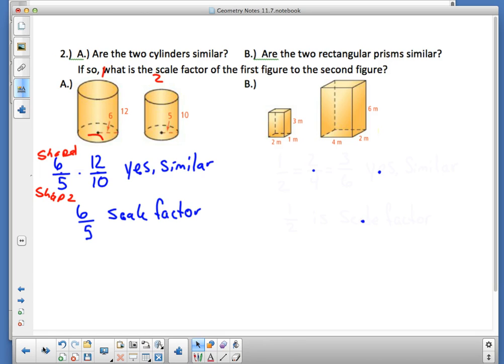First shape to second shape, or second shape to first shape, big to little or little to big. Pay attention to those directions. When I do B, I'm still doing it. I'm just going to go 1, 2, and 3, 2, 4, and 6. And I'm going to check it out.